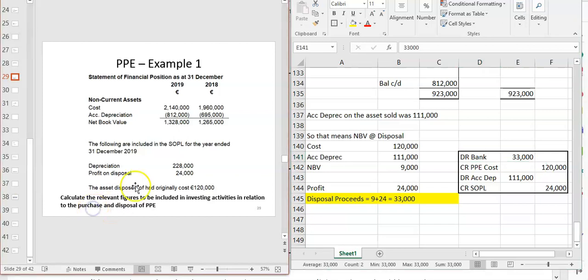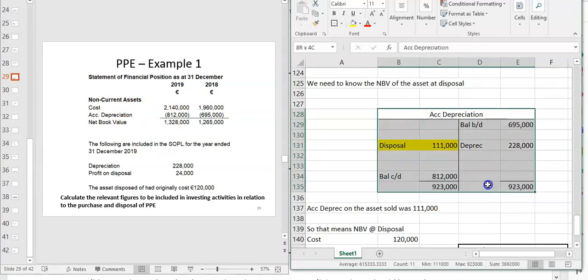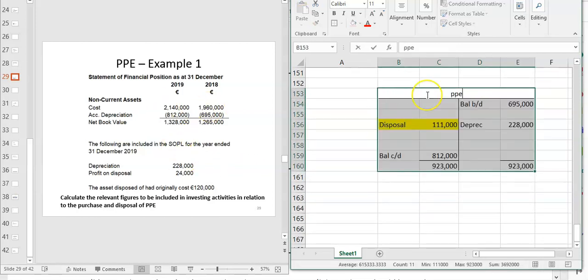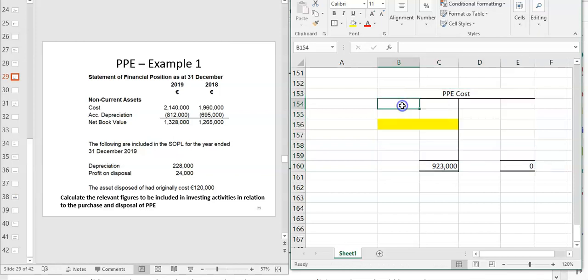But we also need to figure out, well, what about the acquisition of PP? Can we explain how we got from 1960 up to 2140 in PPE cost? So you're always explaining opening and closing balances. So PPE cost here. Now I'll just delete these because we're working the opposite. You have balance brought down, opening balance 1960, and you have a closing balance at the end of the year, balance carried down, which is 2140.